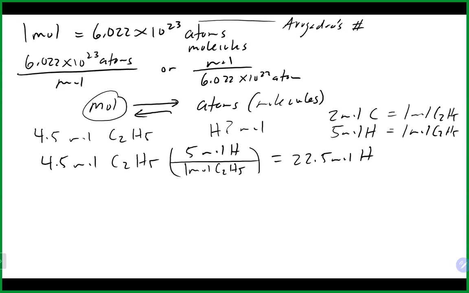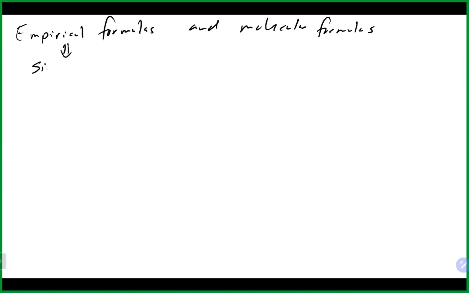And that led us into really talking about, in this chapter, 2 types of formulas that we commonly come across. Those types of formulas are empirical formulas and molecular formulas. So let's talk a little bit about those guys. Empirical formulas and molecular formulas. An empirical formula is the simplest whole number ratio of what is present.